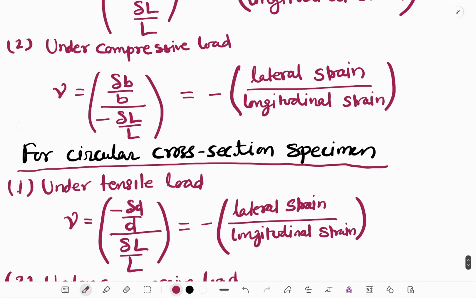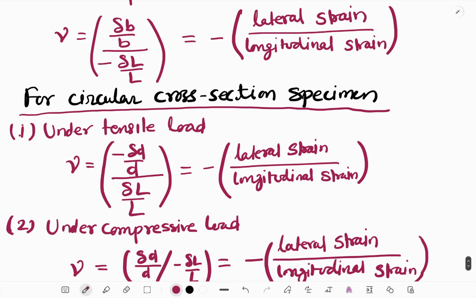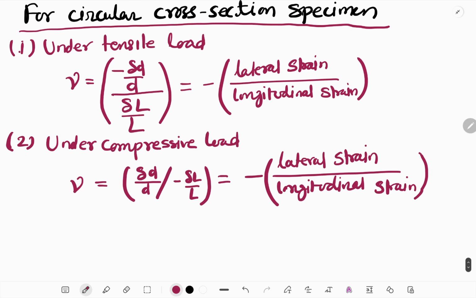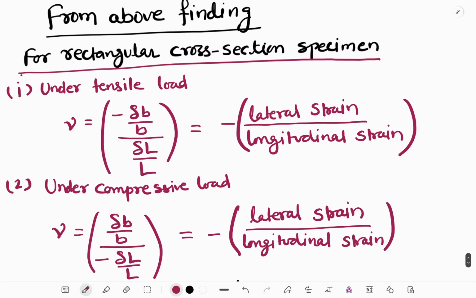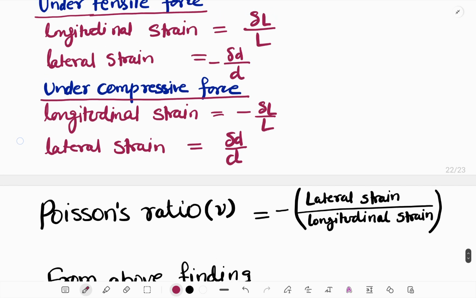Similarly, for a circular cross section under tensile load, diameter is going to decrease, so it will be negative, and length is going to increase, so it will be positive. Overall, it is the negative of lateral strain by longitudinal strain. In similar fashion, under compression load, nu is equal to the negative of lateral strain by longitudinal strain: diameter is going to increase, which is positive, and length of the member is going to decrease, which is negative. So this is the concept of Poisson's ratio, how we define it. This is the main concept of Poisson's ratio.